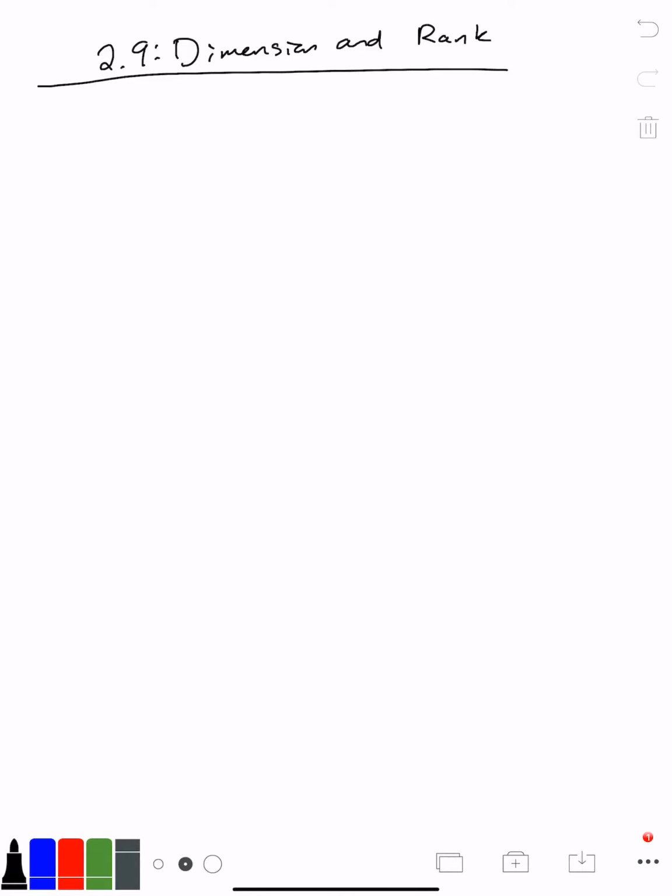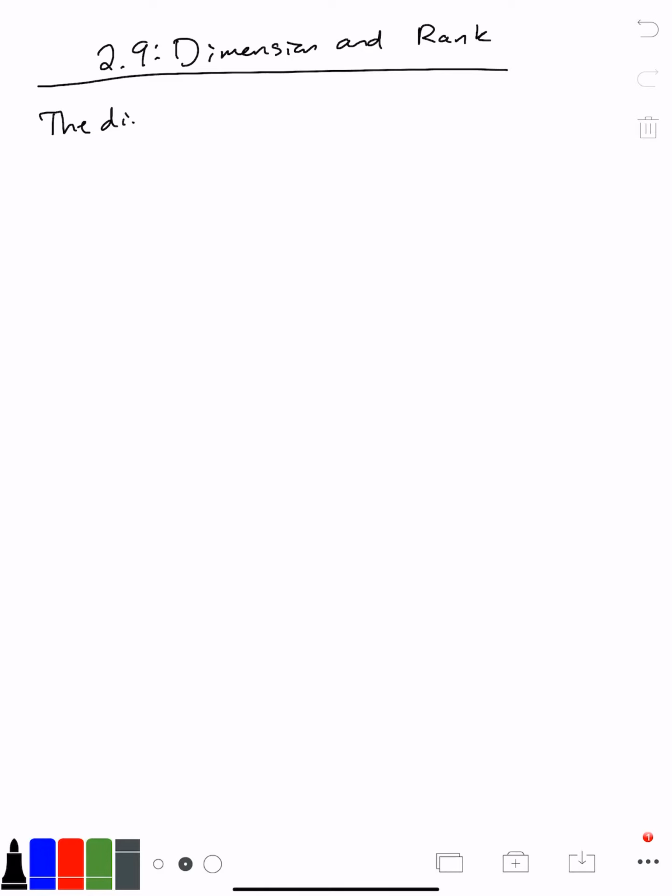Okay, so section 2.9 is called Dimension and Rank. This is a more theoretical section rather than a calculational section. And it's really just a couple of quick things here. The first is, what does dimension mean?